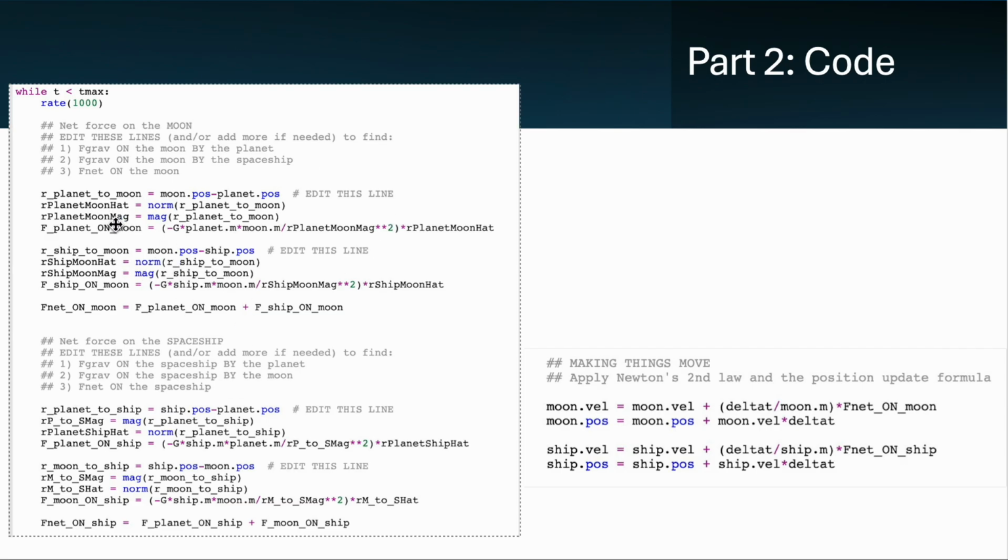This is Fnet of the planet on the moon and Fnet of the ship on the moon. Add those together, and it gives you Fnet on the moon. Same thing: the force of the planet on the ship plus the force of the moon on the ship is equal to Fnet on the ship. And this is just applying Newton's second law, giving the velocity update and the position update for the moon and the ship respectively.